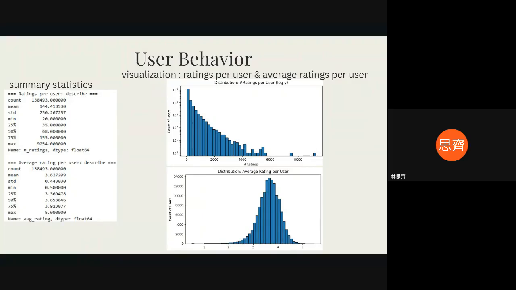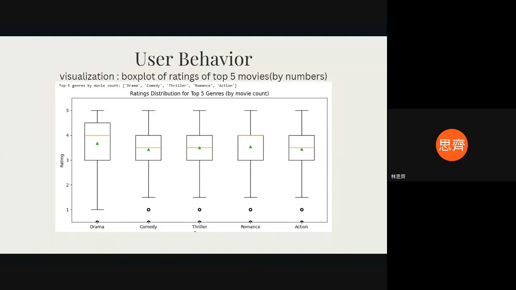And the second chart shows the average ratings of a user, mainly between 3 and 4. So next page. In this part, we investigate the ratings of the top 5 movie genres by movie count, using a box plot.